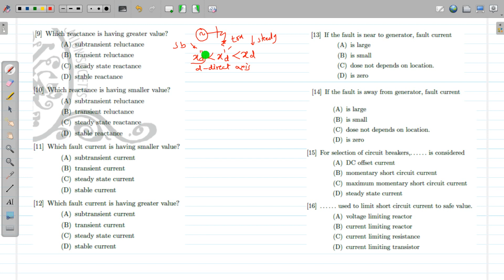So which one is the lesser? Subtransient reactance is the lesser. Which is the greater? It is asked for the greater, so steady state reactance is greater. Which is having the smaller value? Subtransient reactance is having the smaller value.